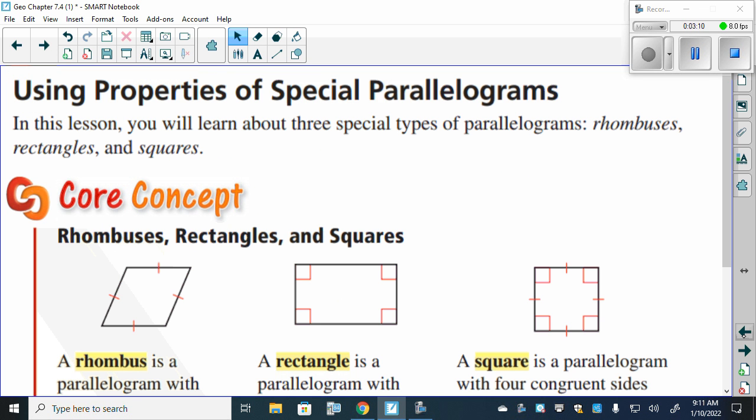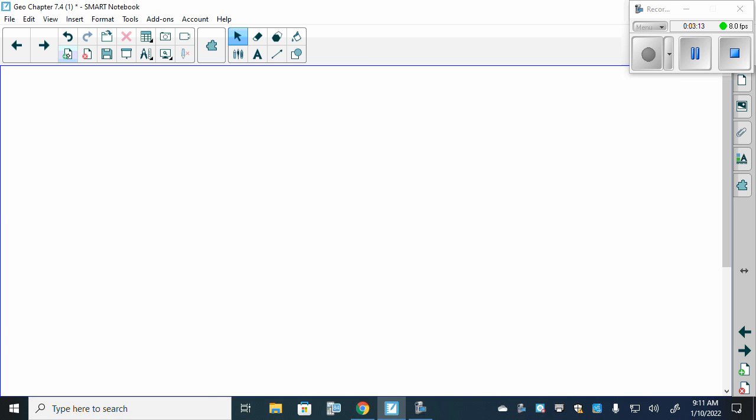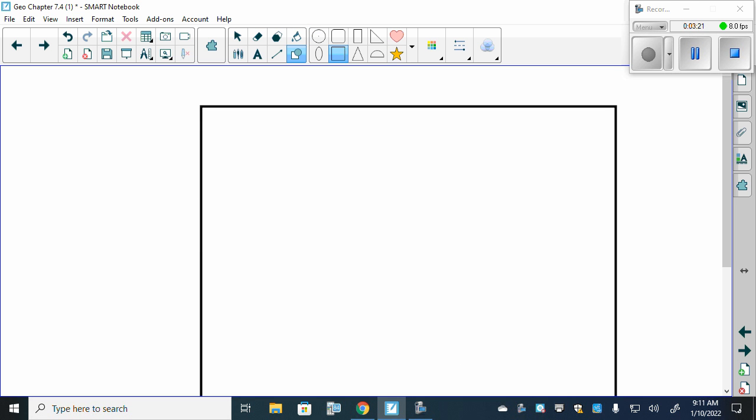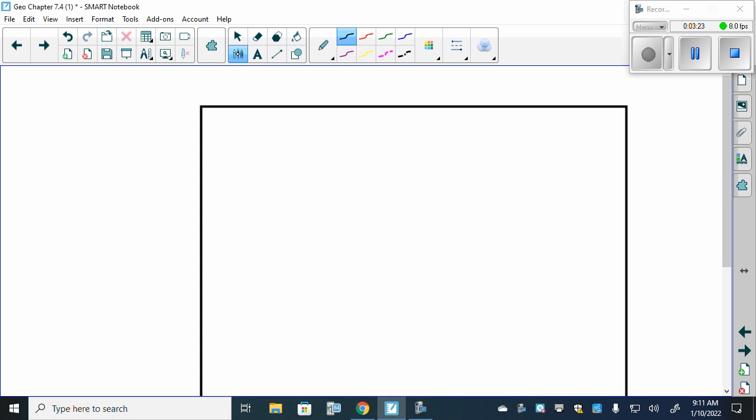Now, when we look at these definitions, you don't have to write this down, but I want to draw this out. Because the most general topic that we're going to talk about here is quadrilaterals. And what is, by definition, a quadrilateral? Four-sided figure. If it has four sides, we can classify it as a quadrilateral, yes?